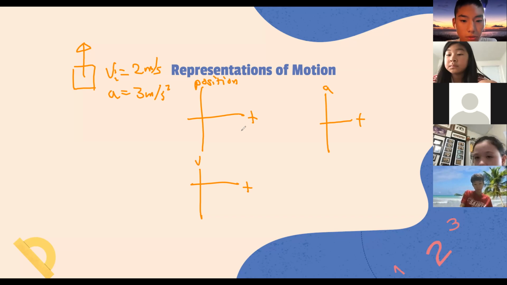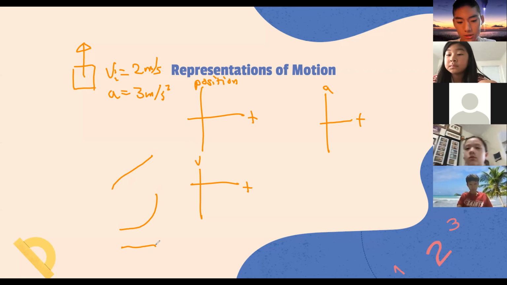Let's start off with position versus time. You could either say it's linear, which means it's a straight line, or you could say it's exponential, which is a curved line, or you could say it's just constant, like a straight horizontal line. Okay, I'm seeing a lot of exponential. And why exponential? If you could put that in the chat.